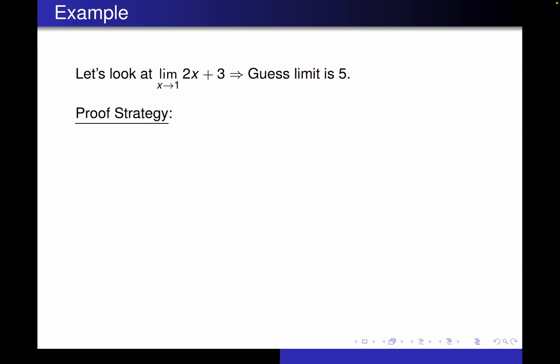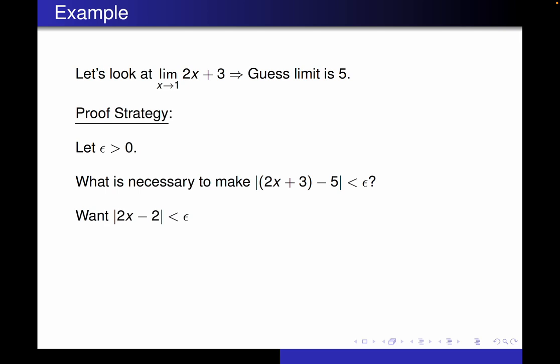So our proof strategy, or at least our strategy for getting ourselves towards being able to write a proof, let epsilon greater than 0, we want to see what is absolutely necessary for absolute value of 2x plus 3 minus 5 to be less than epsilon. So we could actually simplify that 2x plus 3 minus 5 a little bit. 3 minus 5 is negative 2. So we get absolute value of 2x minus 2 is less than epsilon. And very conveniently, we can factor out a 2 from that sum. We get 2 times the absolute value of x minus 1 less than epsilon.